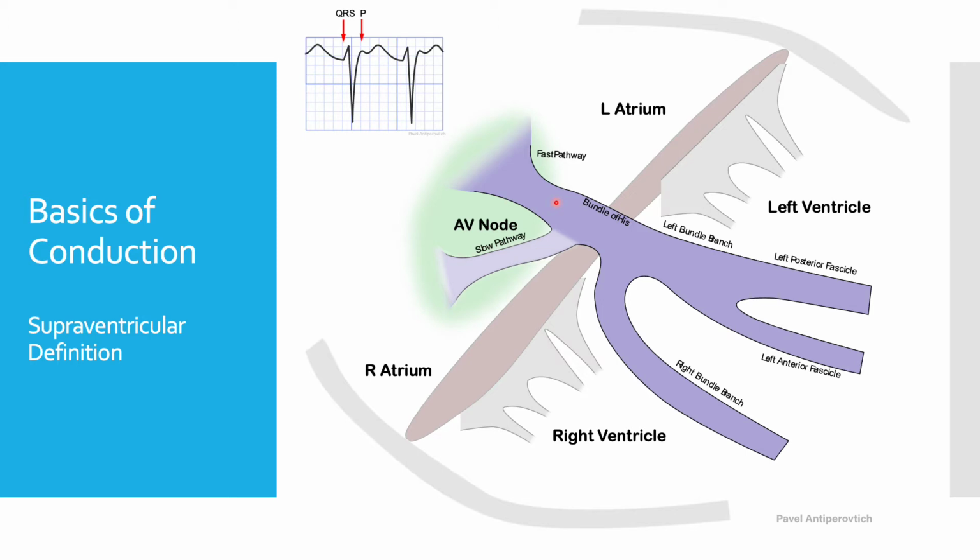Now, it's important to note the AV node serves as a gateway into the ventricles. A large portion of the population has more than one pathway within the AV node. One pathway generally has a relatively slower conduction compared to the other, and the faster pathway has a longer refractory period, meaning that it takes longer to recover than the slow pathway.